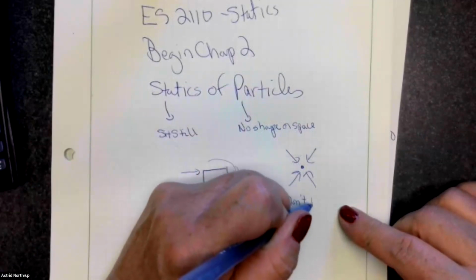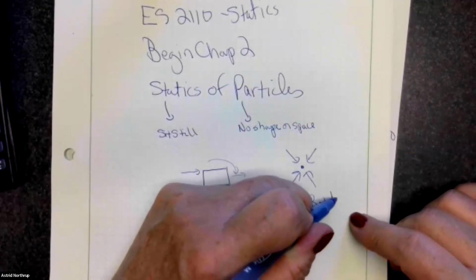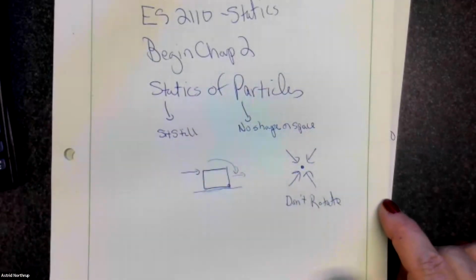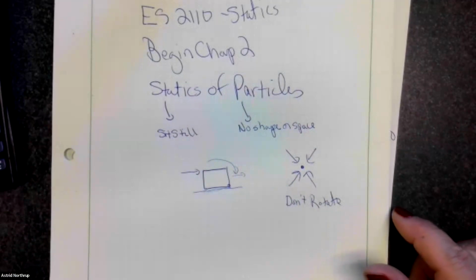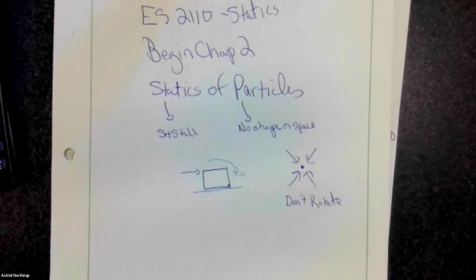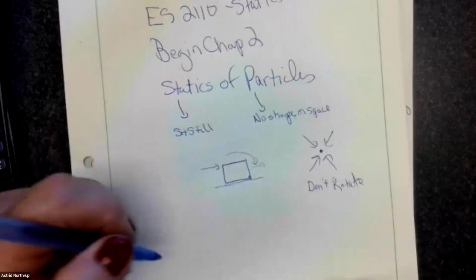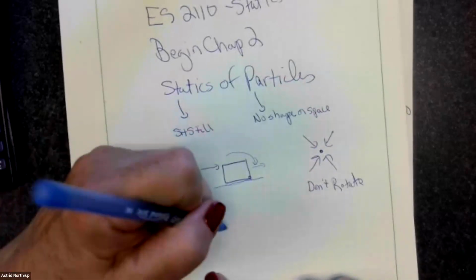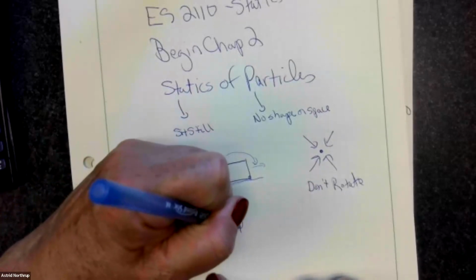Even if we're not looking at truly a point or a particle, we are looking at things that will not rotate. So we're only considering how the forces affect these shapes in terms of the translation, or the movement in a straight line. This brings us to the subject of vectors and operations with vectors.